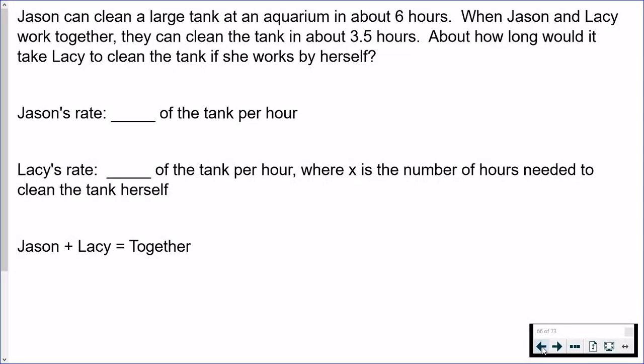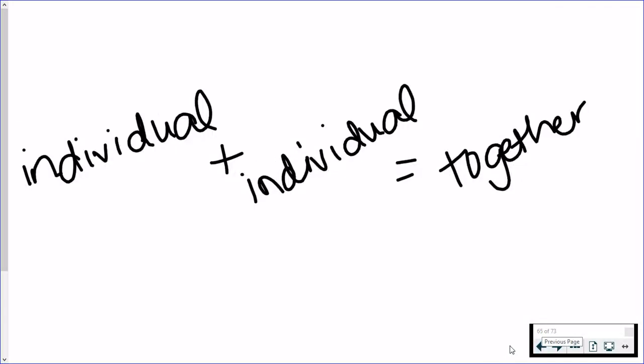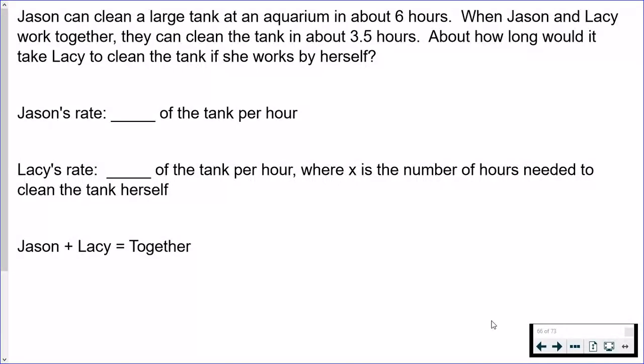So I just think of a really simple formula to figure these out. On one side, you've got the rate of each individual added together, and on the other side, you have the rate of them working together. So keeping that in mind with this word problem, I would definitely pause it if you haven't read it yet or written down whatever you want to write down.